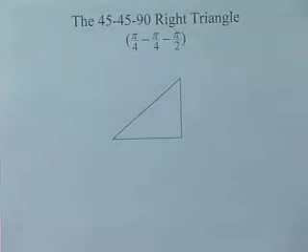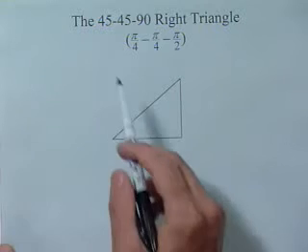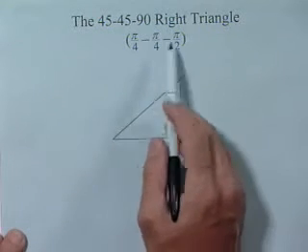Earlier in the course, we talked about the Pythagorean theorem, and that dealt with right triangles. Now we're going to investigate right triangles again, and I'm going to talk about a couple special right triangles. The first right triangle that I want to talk about is called the 45-45-90, or the pi over 4, pi over 4, pi over 2.